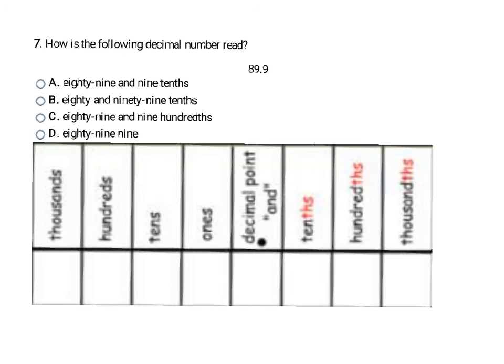This question here says, how is the following decimal number read? And I have 89.9. So I'm going to go ahead and fill that into my chart so I can get some insight. The numbers to the left of the decimal, the 89, is going to be like normal. It's just going to be 89, but then I'm going to say the decimal point as and, and my decimal ends in the tenths column, so it's going to be and 9/10. So altogether, it's 89 and 9/10, which is choice A, and that's going to be my final answer.